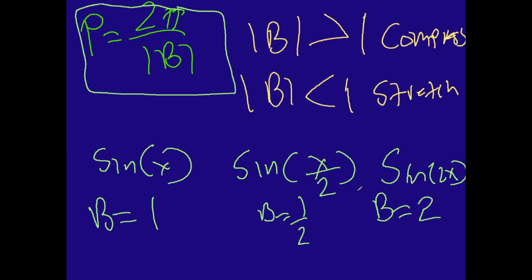And then here we learned how to actually calculate the period. The B value is not so much the period as it is used to get the value for the period. So when B is greater than 1, you're going to have a compressed period. It's going to be less than 2 pi. When B is less than 1, you're going to have a stretched out period. In other words, the period will be greater than 2 pi. And then we have some examples here at the bottom of the screen for this.